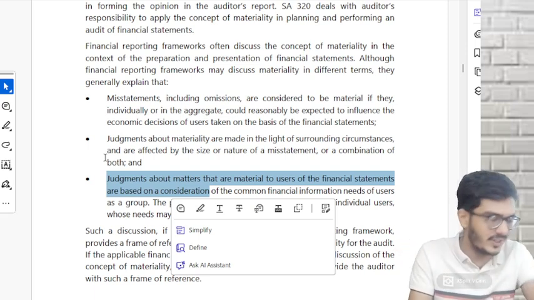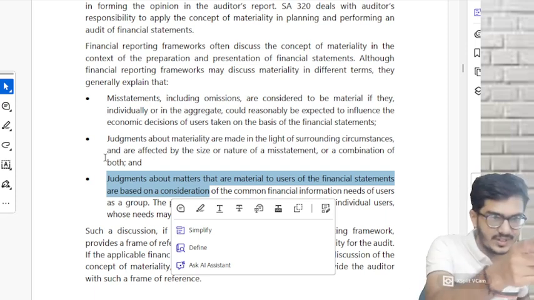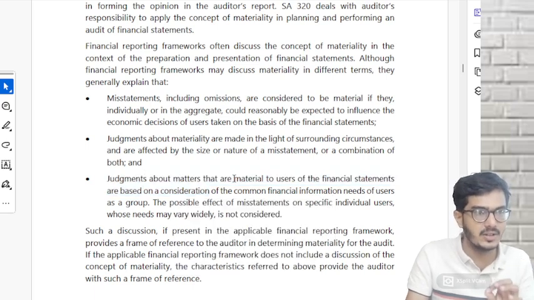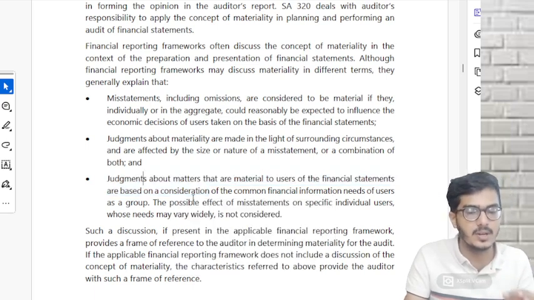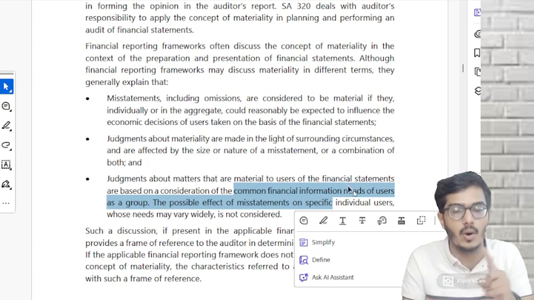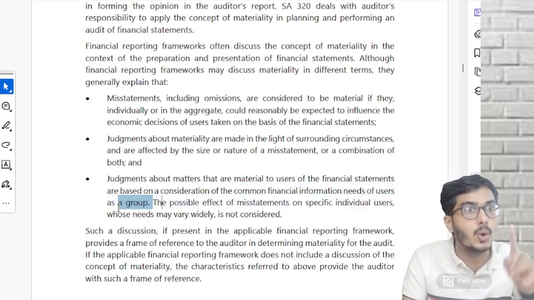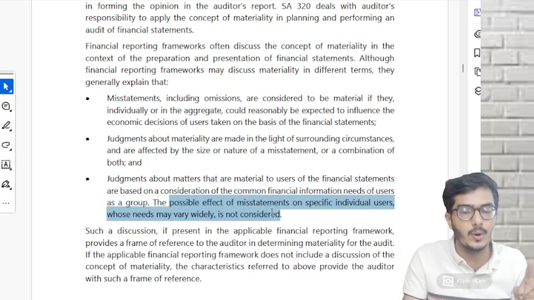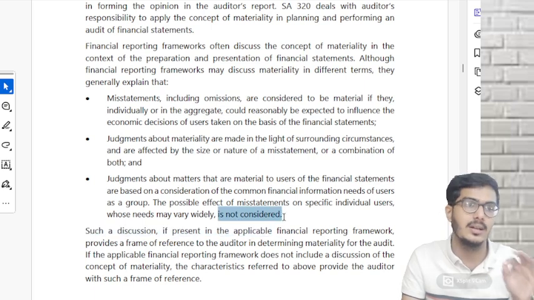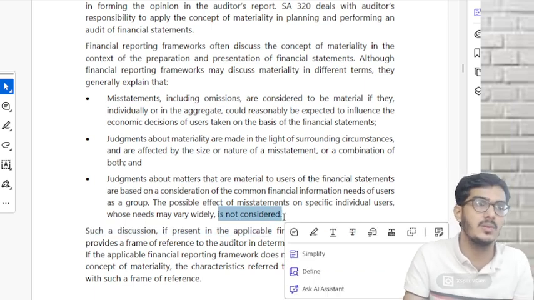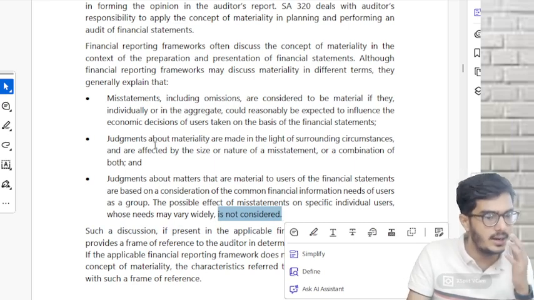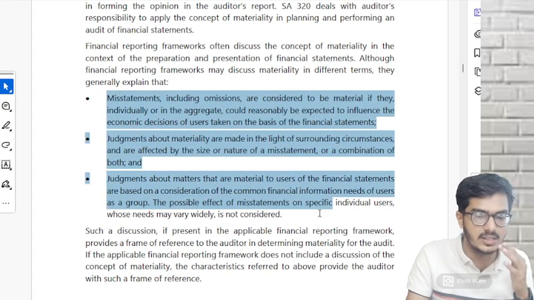What is your materiality level? 25,000? Okay, I'll do the entire audit in 25,000. 50,000? I'll do the entire audit in 50,000. Not possible. Same thing: judgments about matters that are material to the users are based on a consideration of the common financial information needs of users as a group. That means we are going to consider all the needs of the users as a group. The possible effect of misstatements on specific individual users is not considered. I cannot take up your own materiality level, do the entire audit and come back. Understood? Will you read these 3 points?